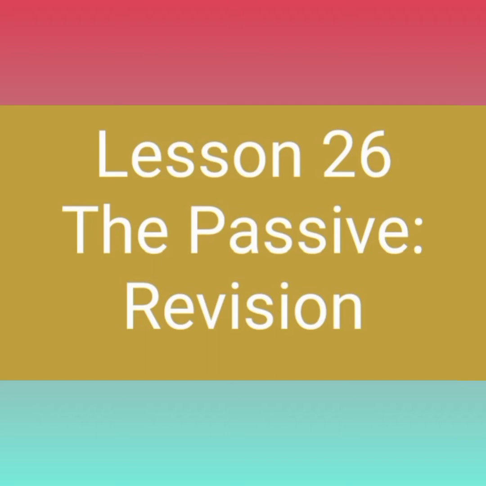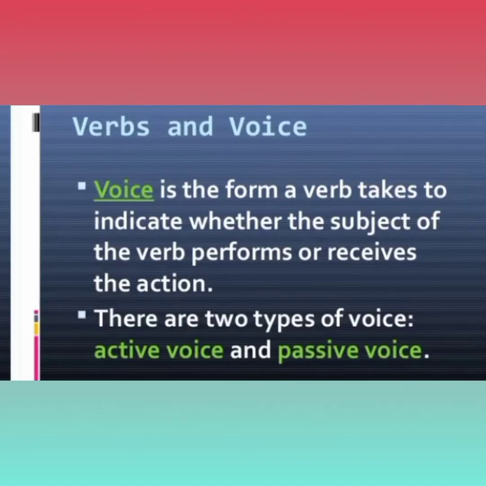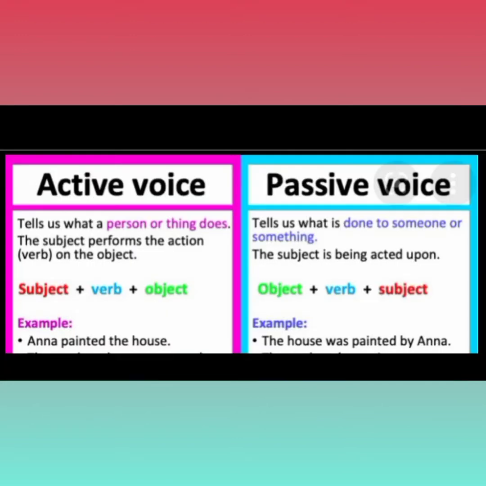Okay. So, children, what do you mean by voice? Voice is the form a verb takes to indicate whether the subject of the verb performs or receives the action. Okay, whether the subject performs or receives the action. So, based on that, two types of voice are there: active voice and passive voice. Clear? So, children, difference between active and passive voice.